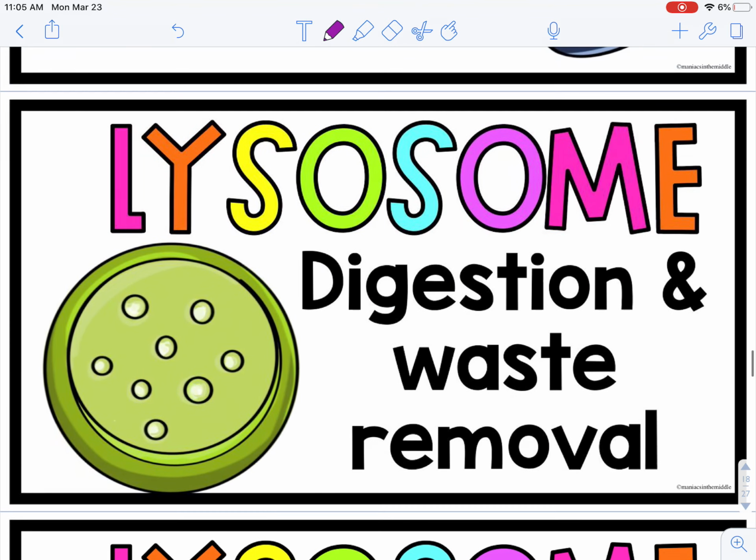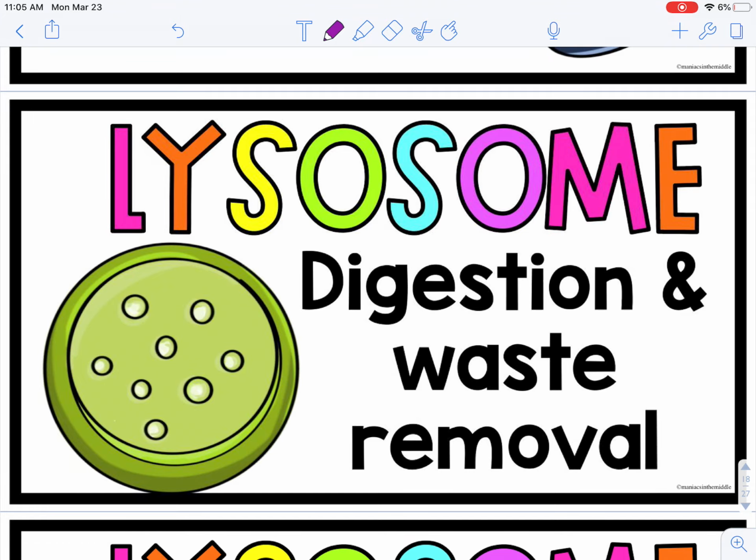Your next organelle is the lysosome. There are multiple lysosomes in a cell, and its job is to remove waste. So it's going to digest, break it down, and then also remove it out of the cell, anything that the cell might not need anymore.